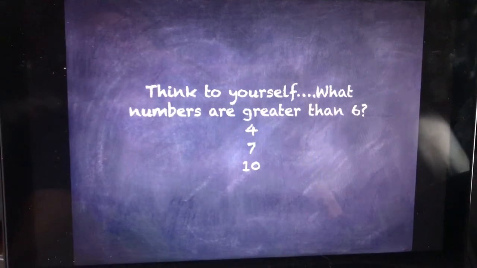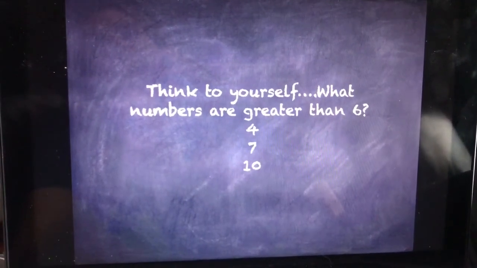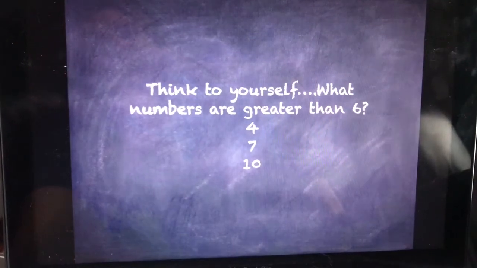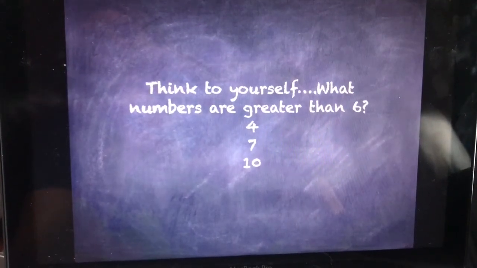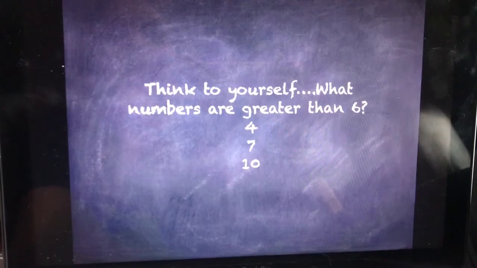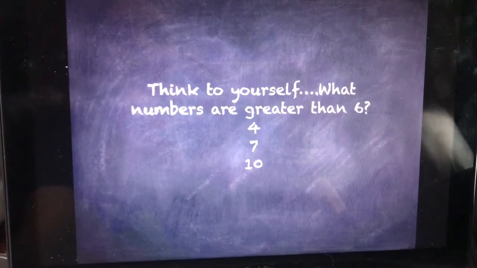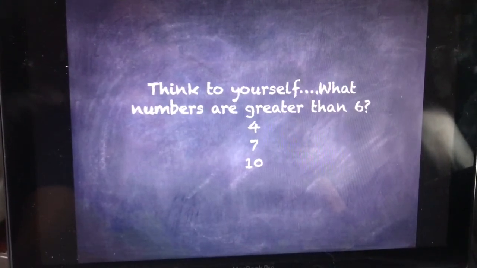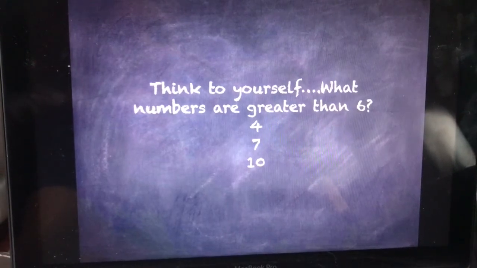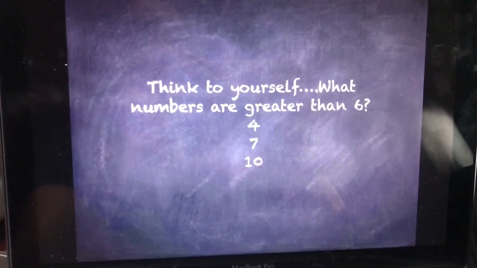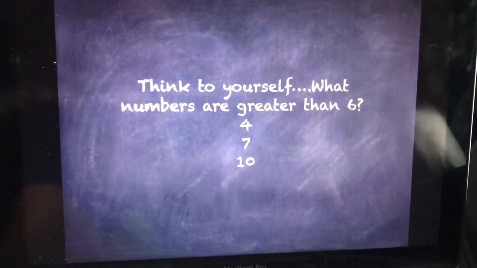So think to yourself, what numbers are greater than 6? I have 4, 7, and 10. Can I get a quiet hand? Yes, you are correct. The numbers that are greater than 6 are 7 and 10 because they are above 6. Look at that, you got the correct answer. Does everyone understand? Great, let's move on.